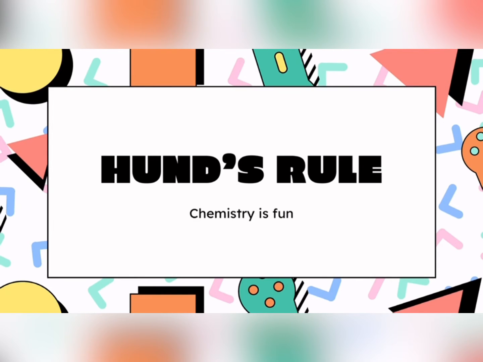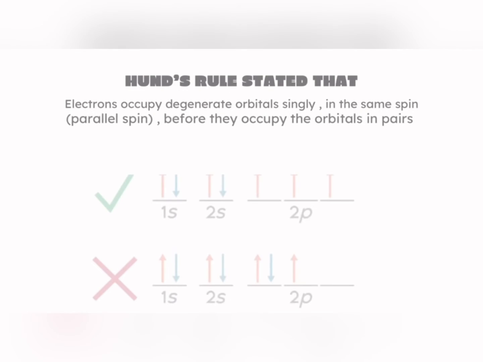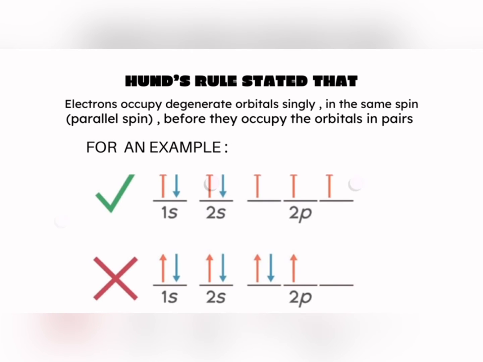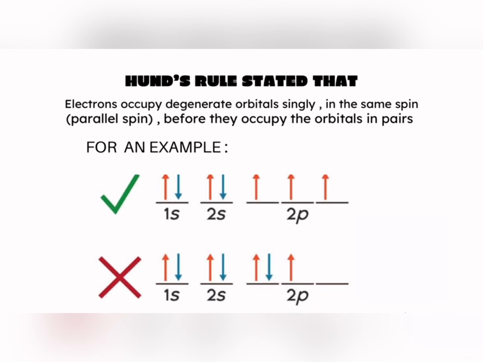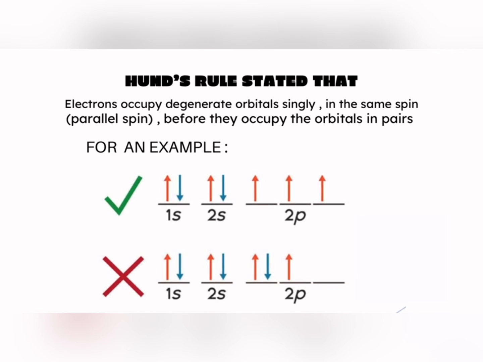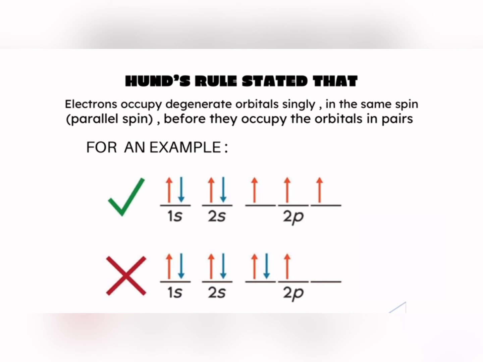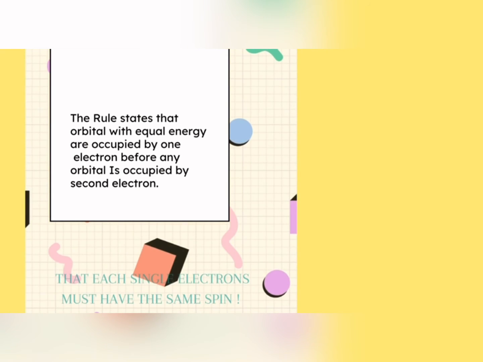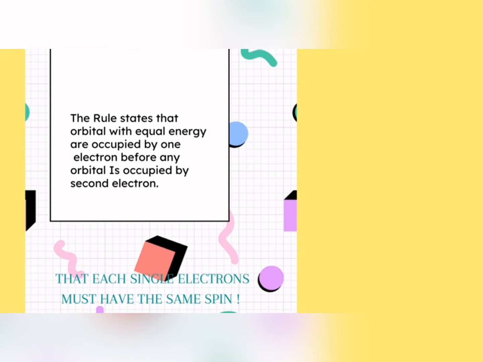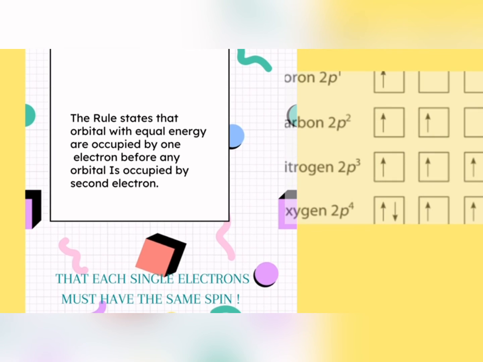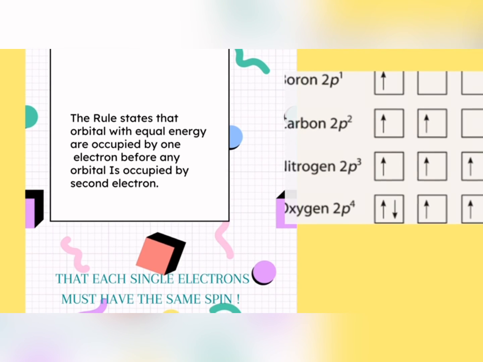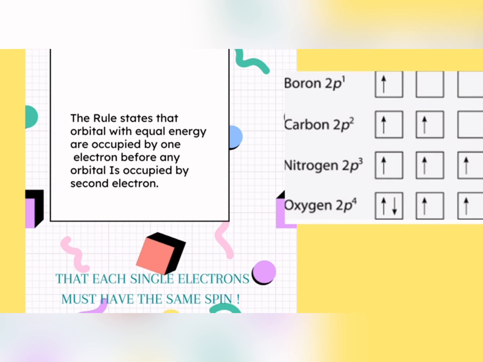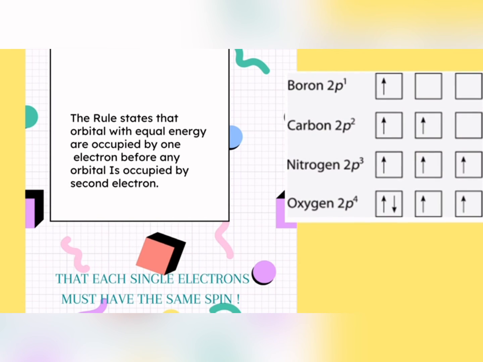Hund's rule. Hund's rule states that electrons occupy degenerate orbitals singly, with the same parallel spin, before they occupy the orbitals in pairs. The rule also states that orbitals with equal energy are occupied by one electron each before any orbital is occupied by a second electron. It adds that the orbitals with a single electron must have the same spin for all the single electrons.